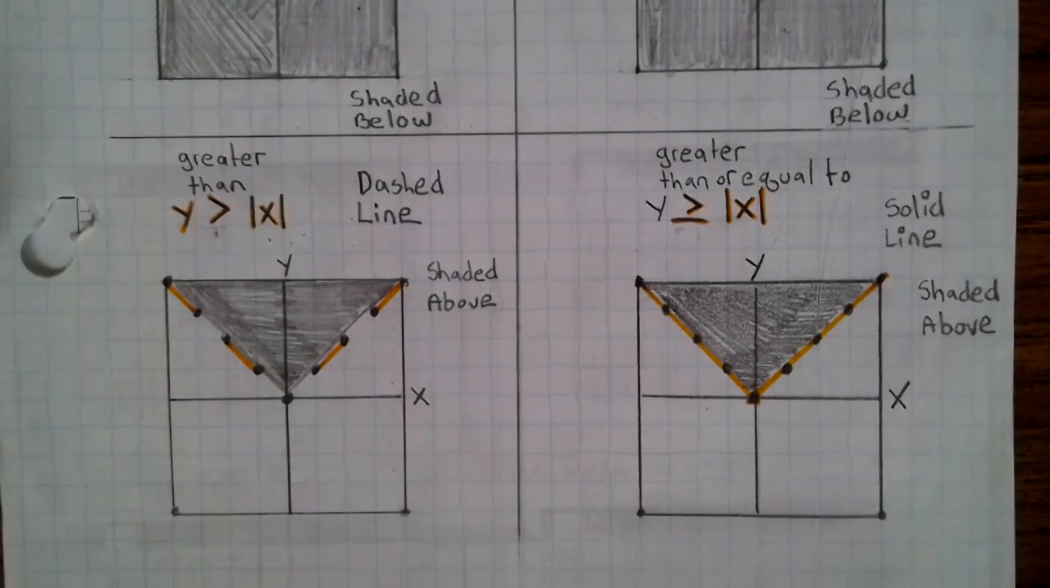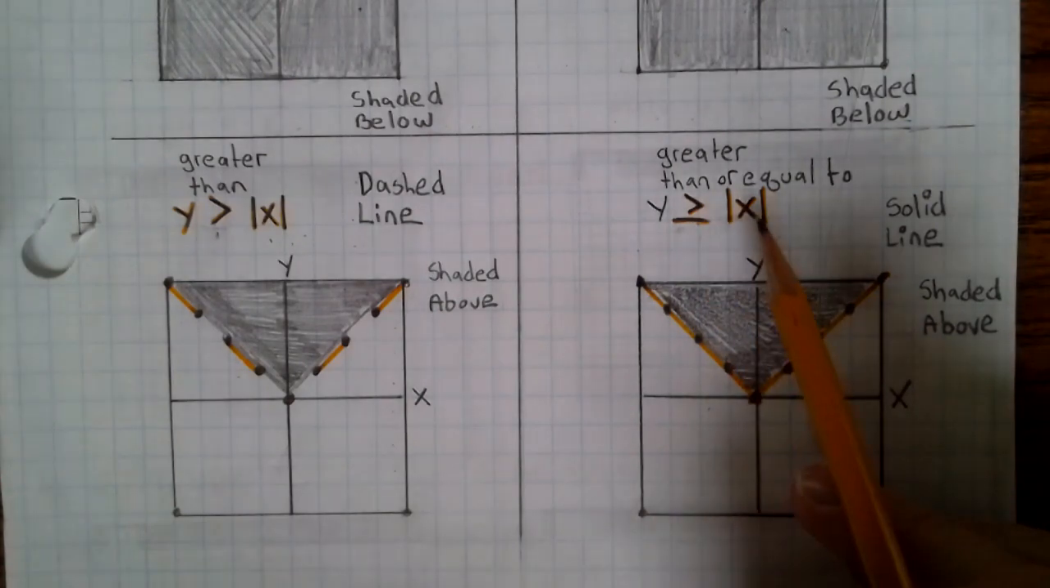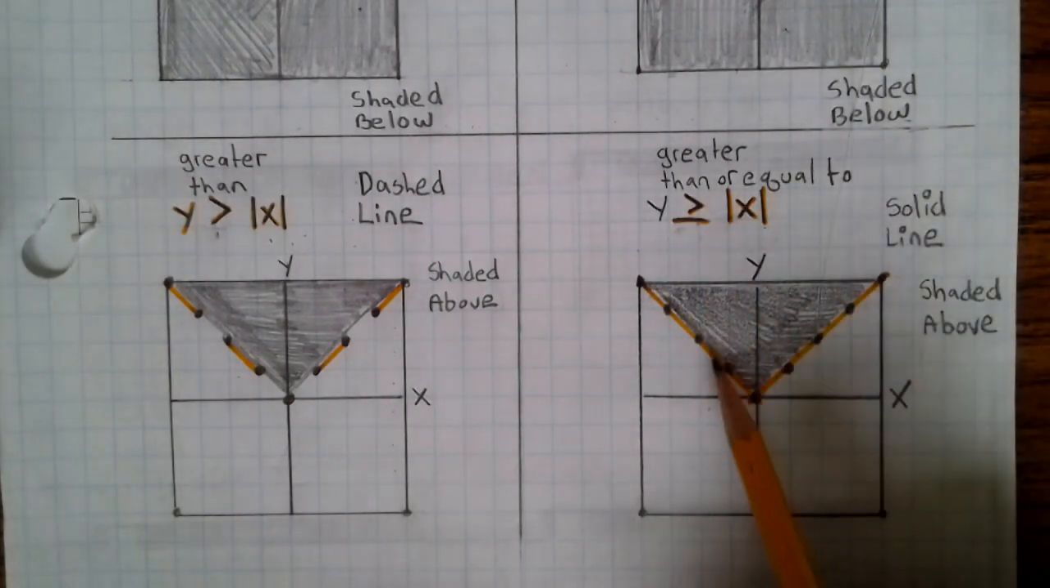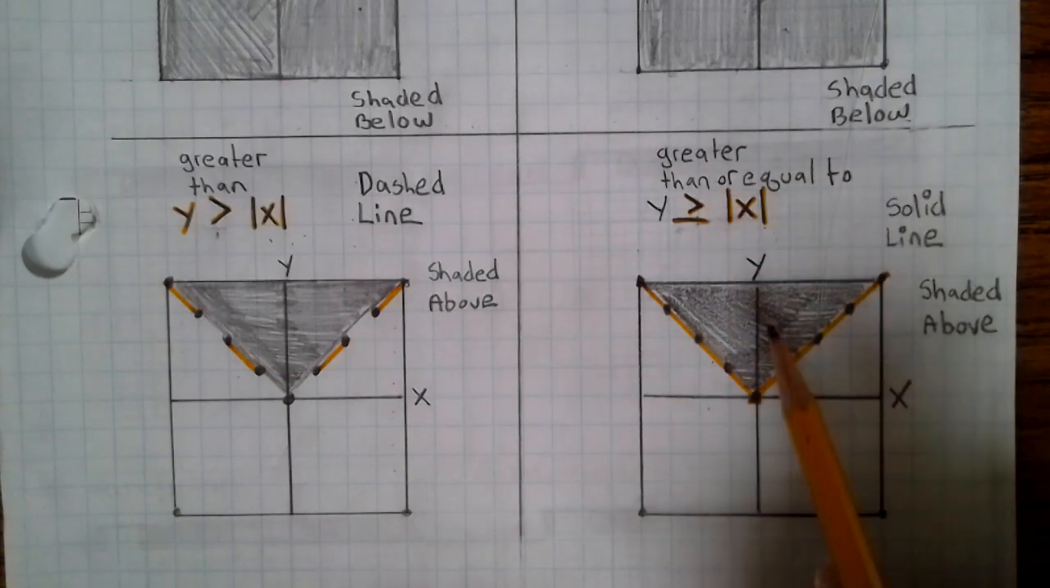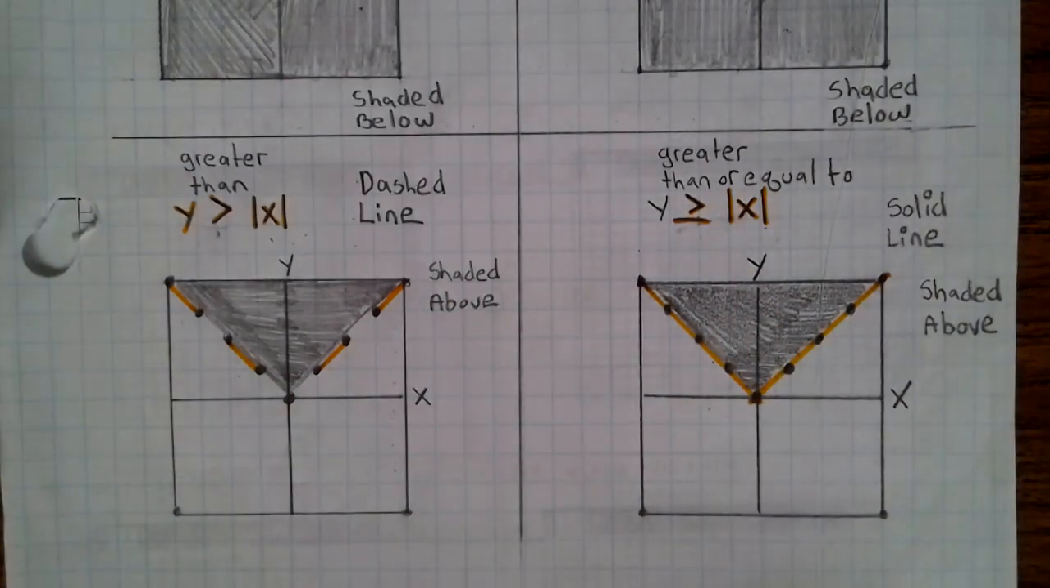And then you have y is greater than or equal to the absolute value of x. If there's a line underneath, it's a solid line. Since it's greater than, you shade above. If you would update your notes. Okay, now your notes are updated. Let's take a look at the examples.